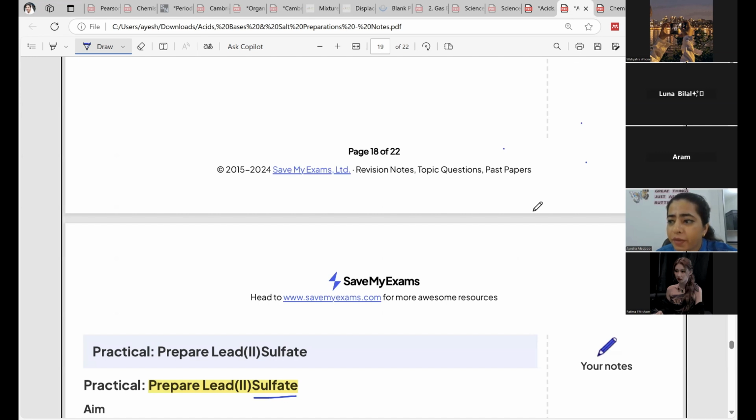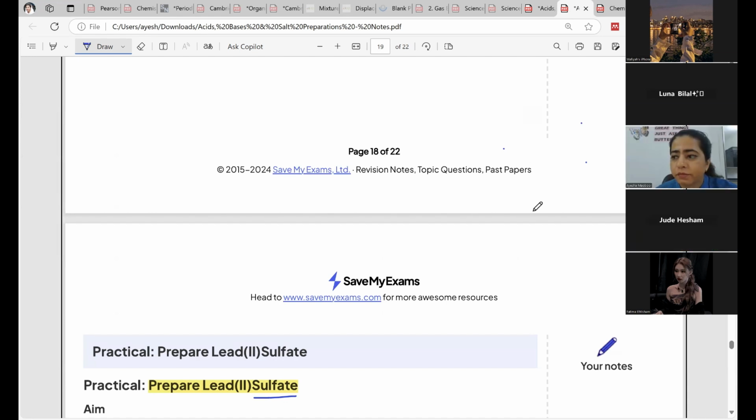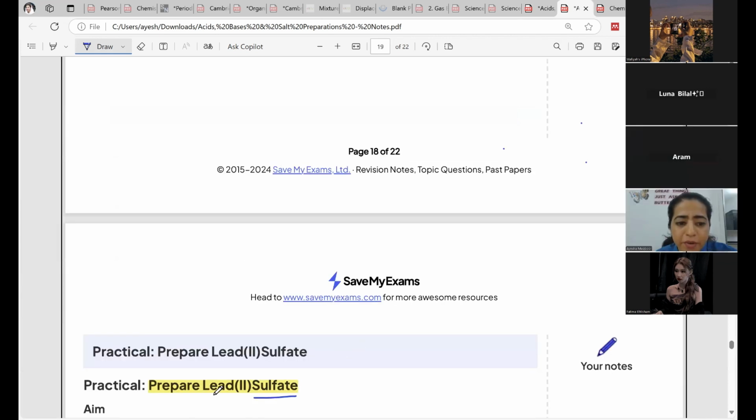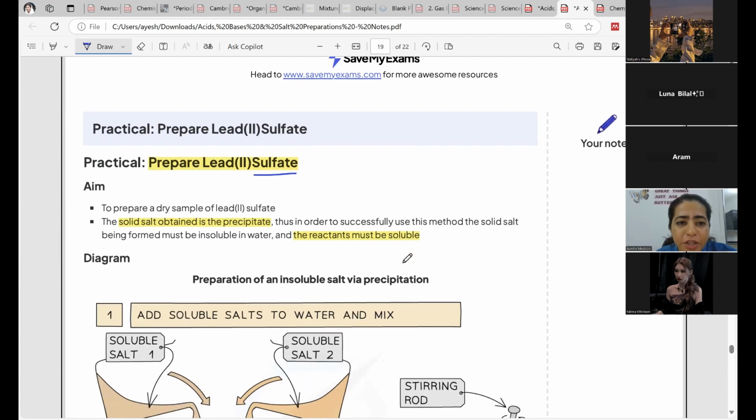Yes, Luna. Miss, when we chose lead nitrate and then ammonium sulfate, it will also give lead sulfate plus ammonium nitrate. As you can see, it is also soluble. Insoluble salt, but soluble ammonium nitrate is not giving us sulfate or lead. Yes, it is a product. Fine. Okay, so let's check out what they are doing.